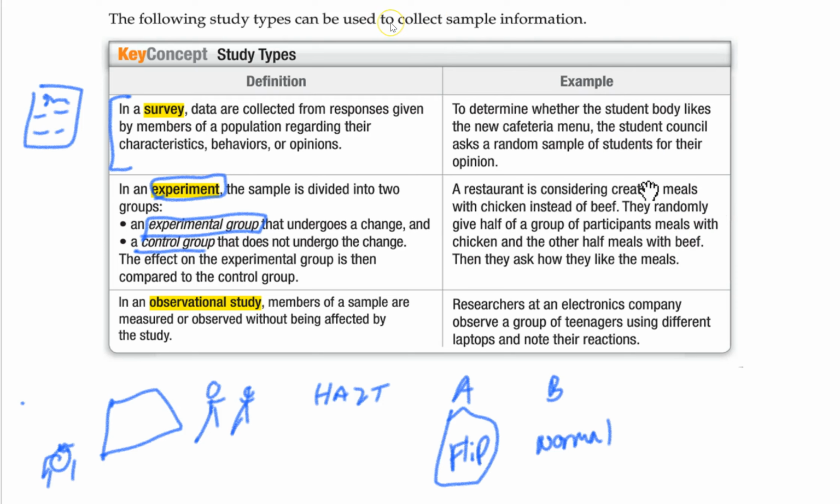So you do have a survey. We just give them a survey to fill out. The experiment, we have two groups. You kind of have the normal group, and you have the group where you actually do the stuff to. And then you have the observational study where you kind of step back and just observe.